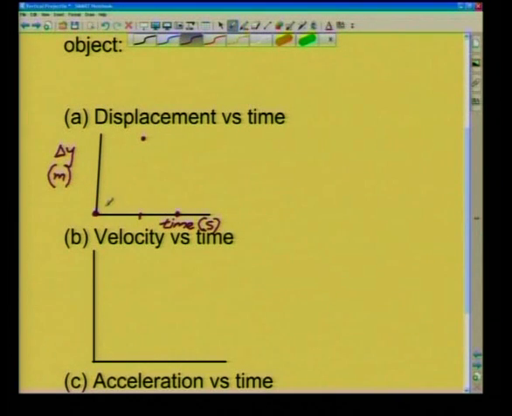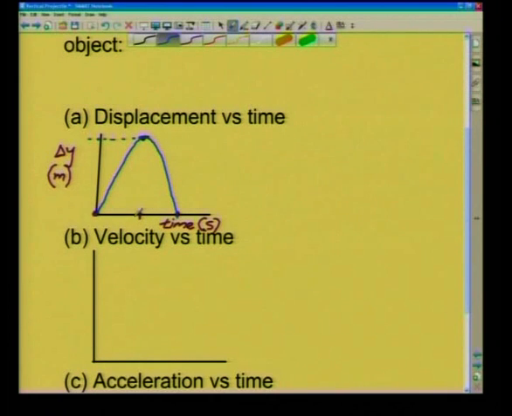So this will mean that the graph for displacement versus time will be a curve like that. This object moved upwards, had some change in the displacement, or in the vertical height, the vertical displacement, which is delta y, up to some point there. Then, after stopping momentarily there, it comes down to where it was thrown from.